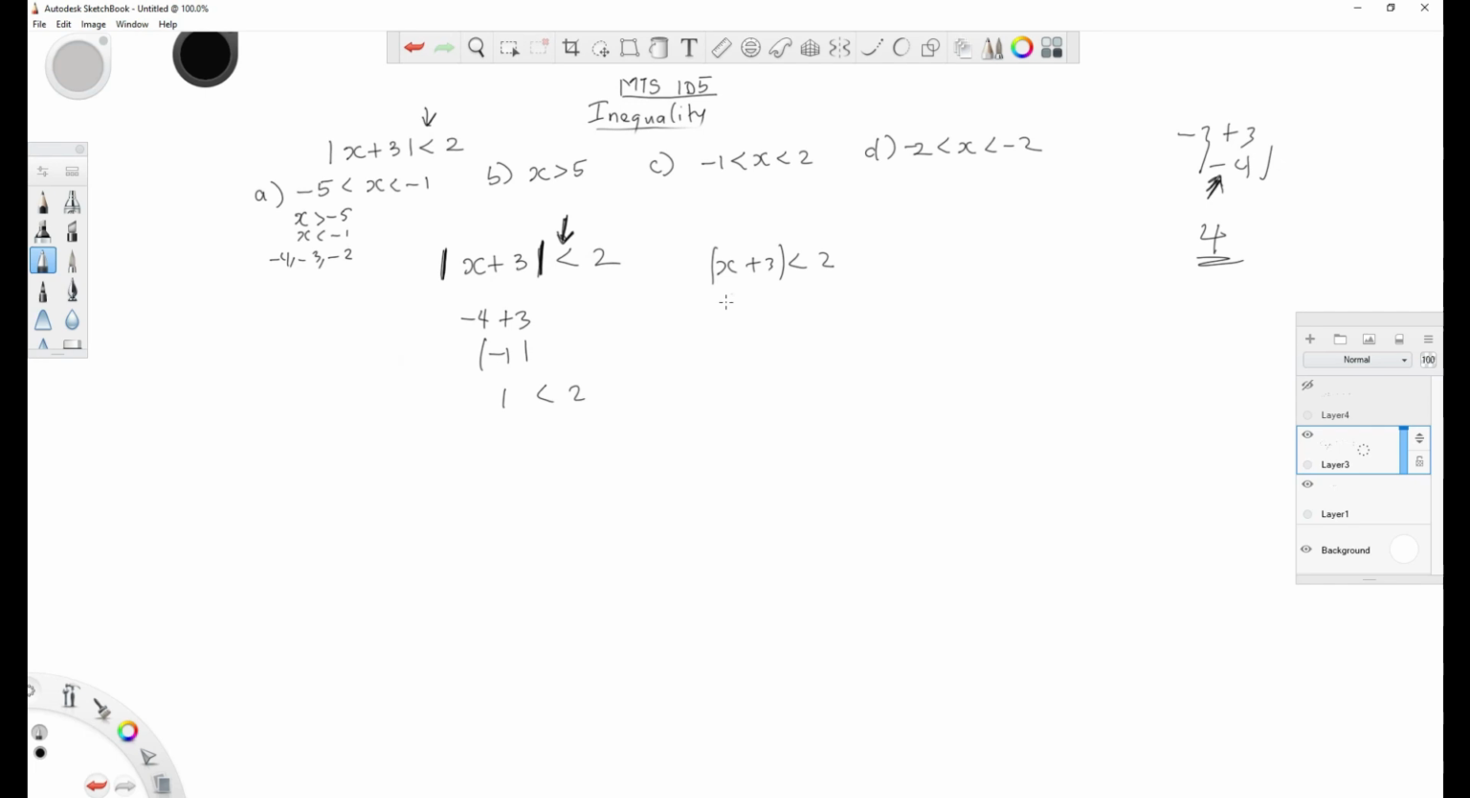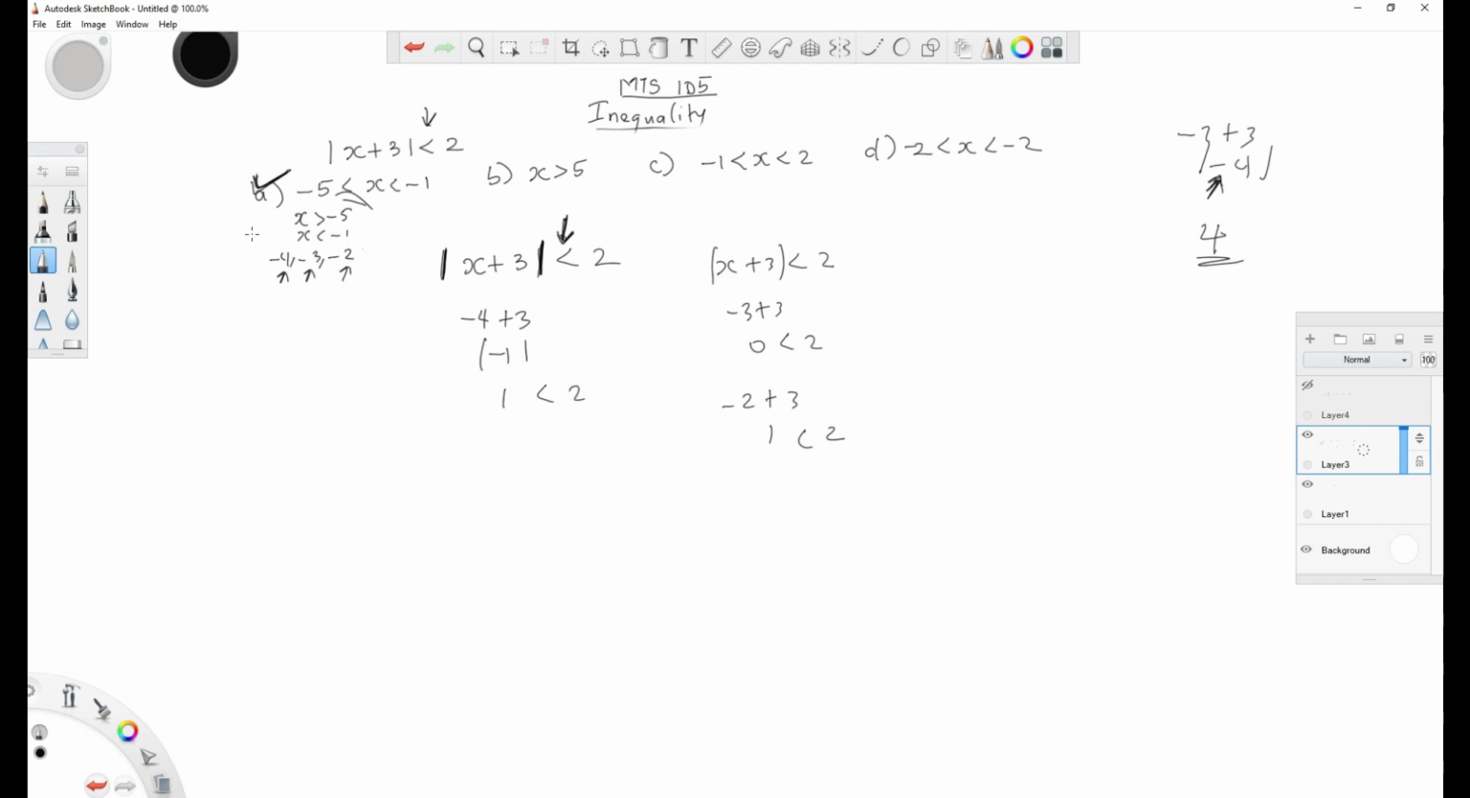Now let's put minus 3. Minus 3 plus 3, that's 0. 0 is less than 2. Okay, this one still fulfills the condition. Now let's see if this last one will fulfill the condition, which is minus 2. Minus 2 plus 3, that's 1. 1 is less than 2, so it fulfills the condition. So everything in this place fulfills the condition. That means the answer is A. It's as simple as that.